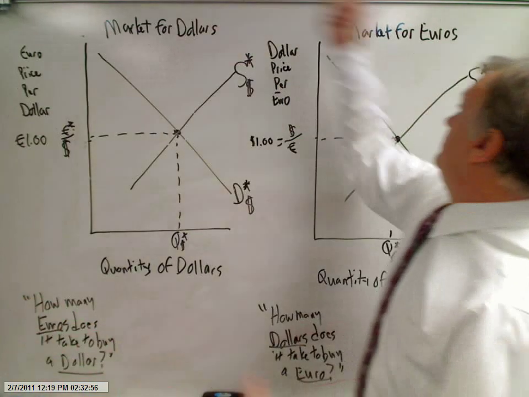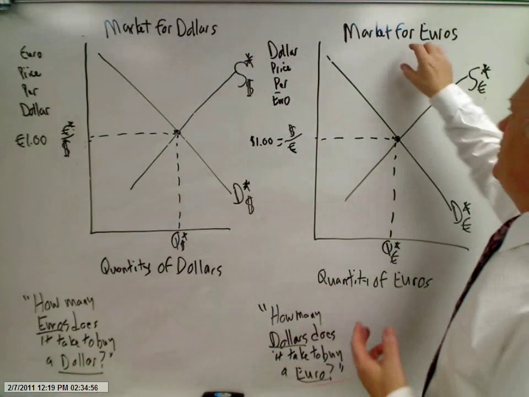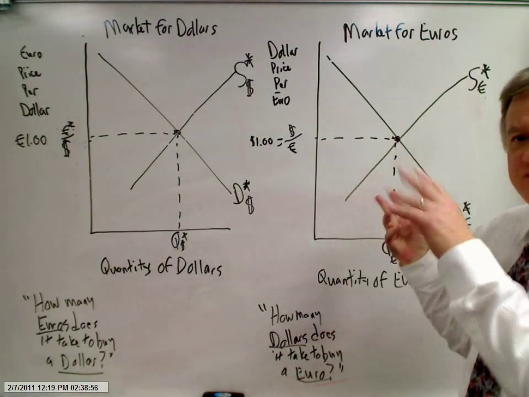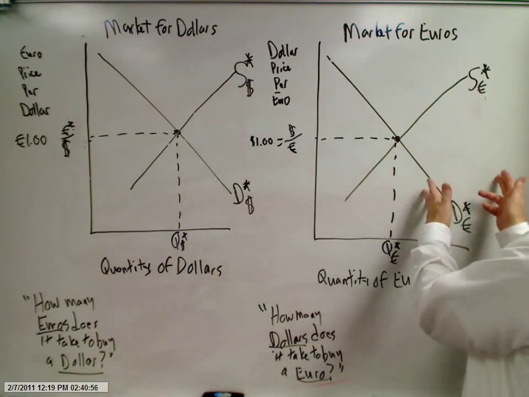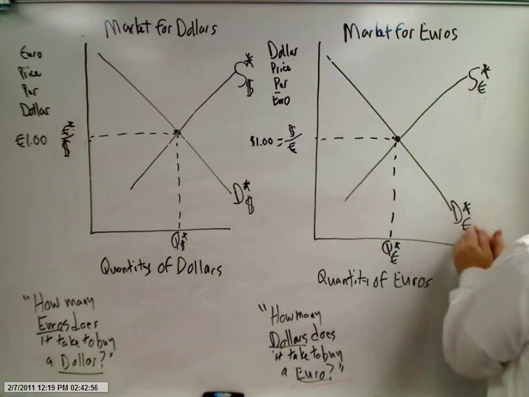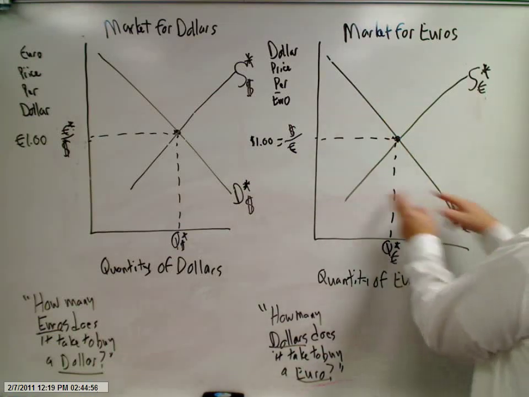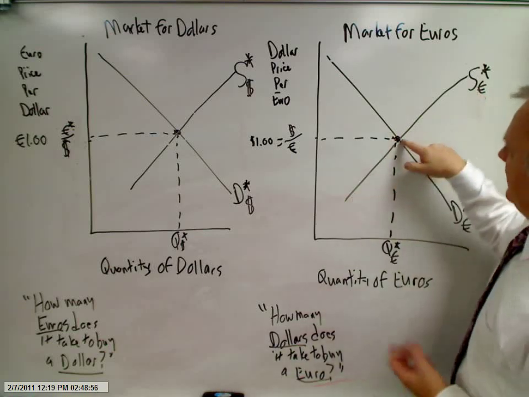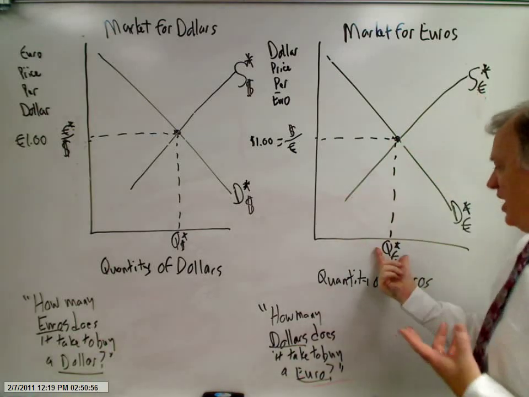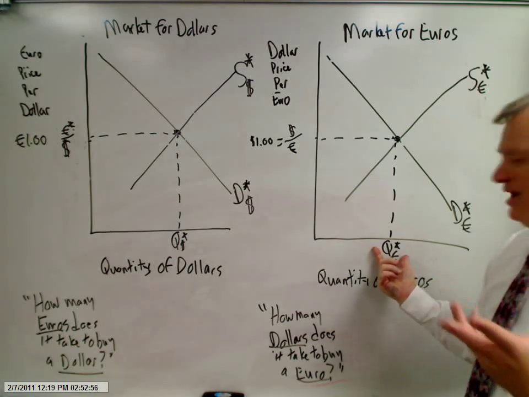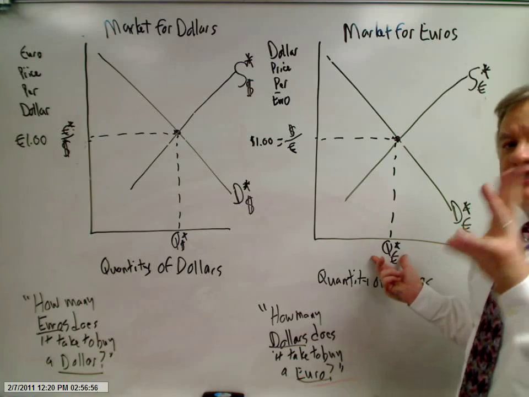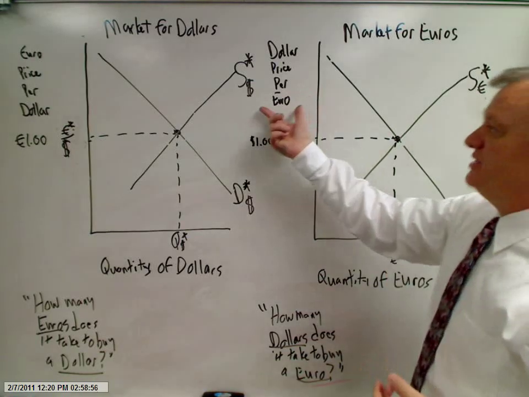All right. Now, let's move over to the market for euros. The same type of graph setup, except this is going to be for the market for euros. You have a downward sloping demand for euros curve and an upward sloping supply of euros curve, and they're going to meet at some market equilibrium quantity of euros, but those euros are going to be priced in dollars.